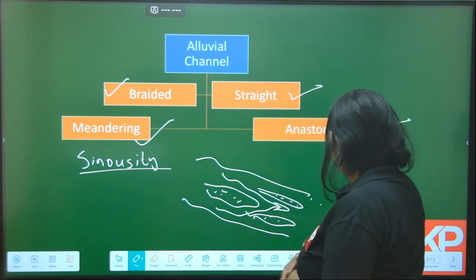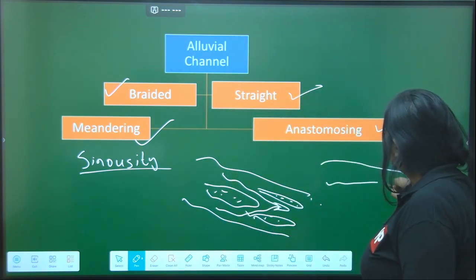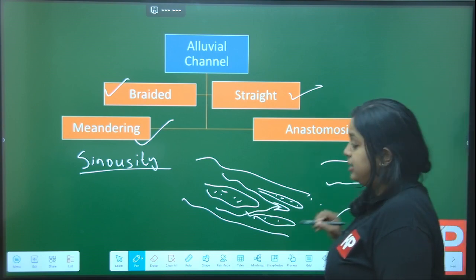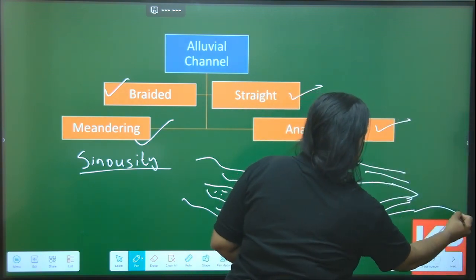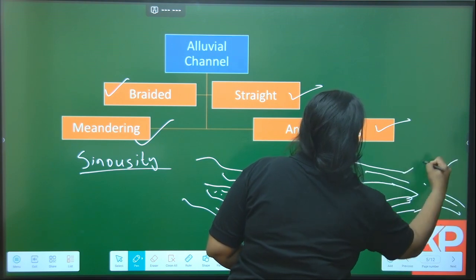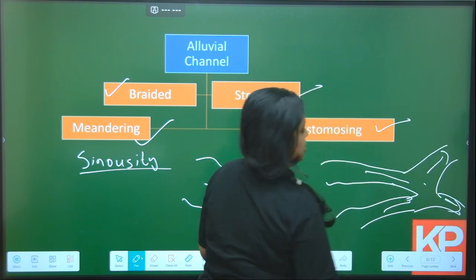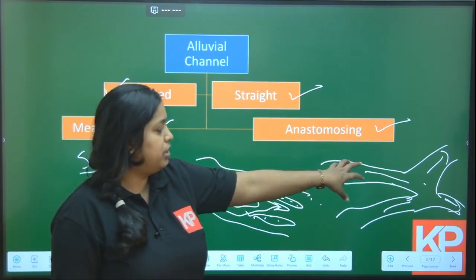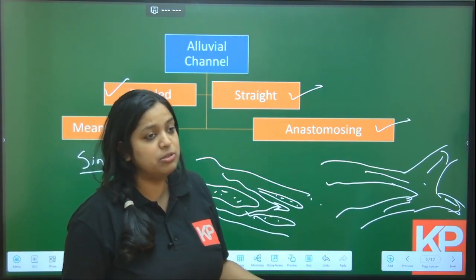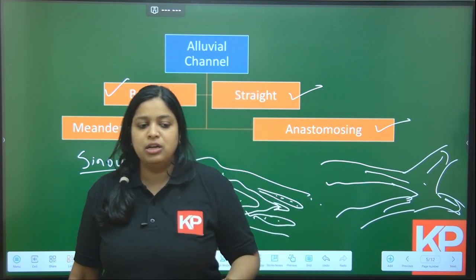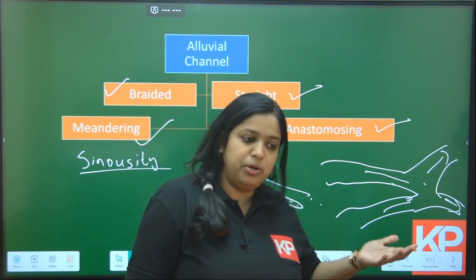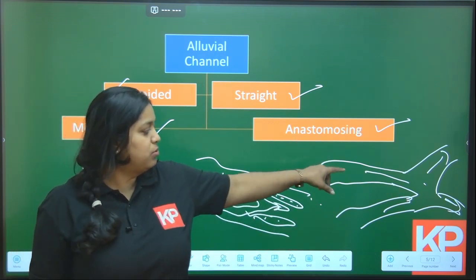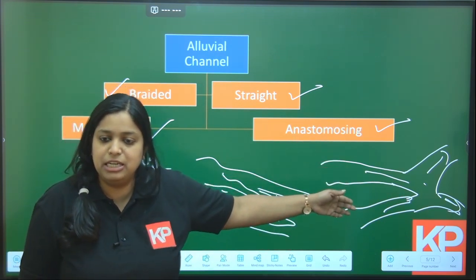Anastomosing channel means there are different channels. All these channels sometimes join together, and they may bifurcate again into different channels in the downstream direction. So if we watch an anastomosing channel from a satellite or for remote sensing purposes, from a large distance, we may feel it is a braided channel. It looks like a braided channel, but they are entirely different.